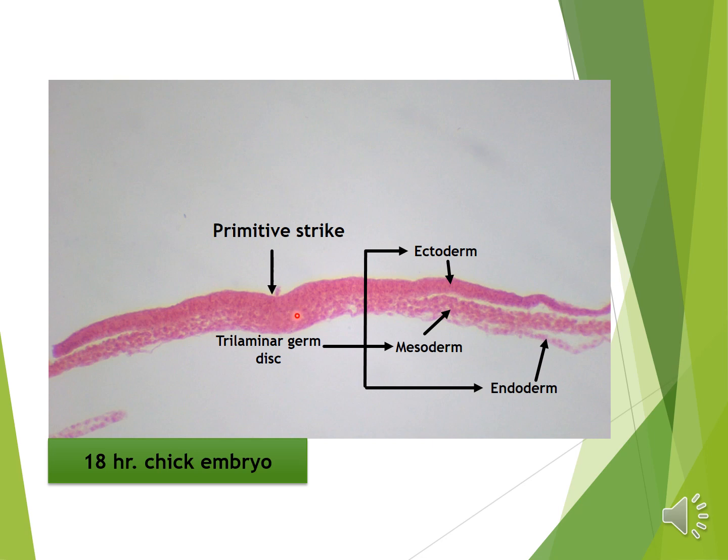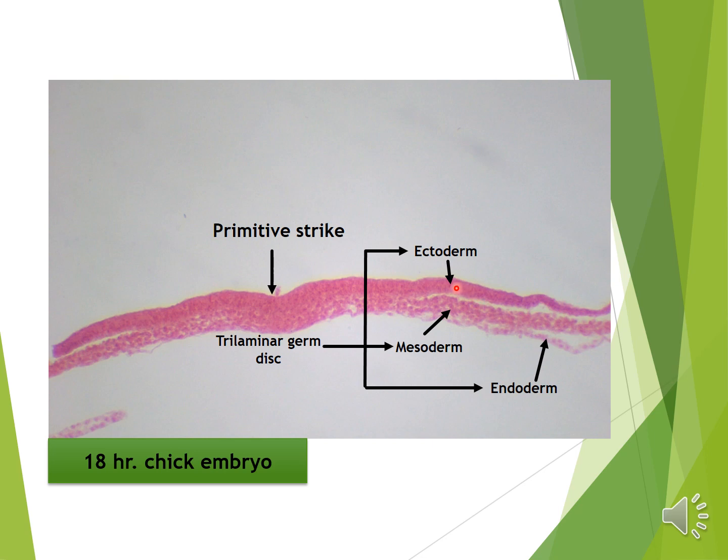The invaginated cells then migrate laterally to form the mesoderm in the middle, and the endoderm after intercalating with the hypoblast, and the epiblast forms the ectoderm.